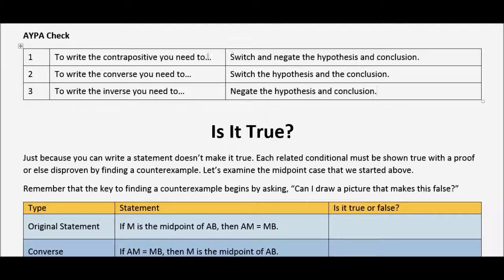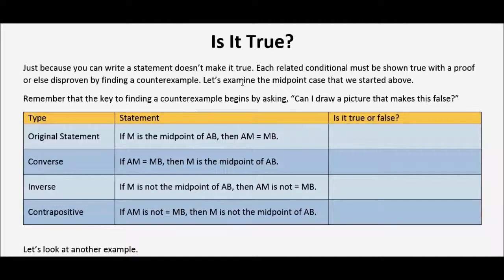Now, is it true? So here are the statements we wrote earlier. The original statement is true. By definition, if M is the midpoint of AB, then AM is equal to MB. This is a true statement. But this one is not true. If AM is equal to MB, then M is the midpoint of AB. This is actually a false statement.